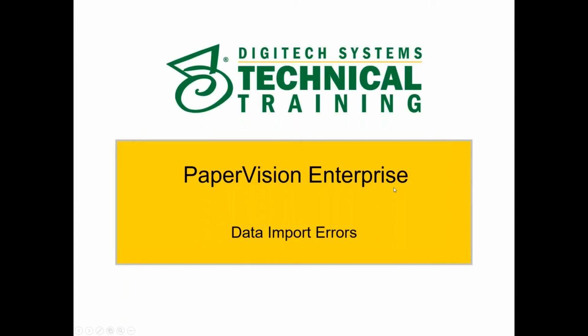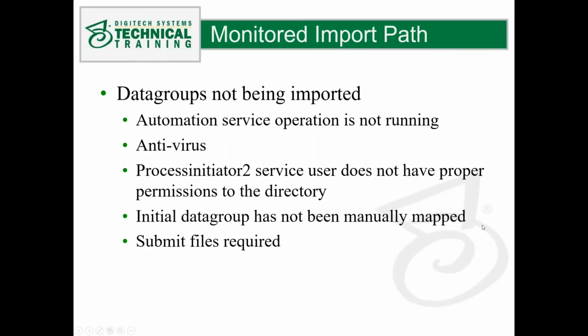All right, we're going to move on to data import errors. Like I said in the overview, this is going to be mostly talking about monitored import paths and directory manager jobs. Here we have monitor import paths, which is what we're going to be talking about first. And we're going to talk about what to do or what to ask yourself if data groups are just not being imported. So let's say you have a monitor import path set up. You have data groups in the path ready to go and nothing's happening.